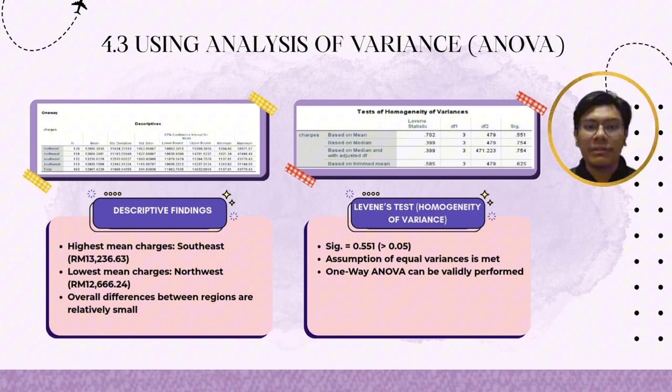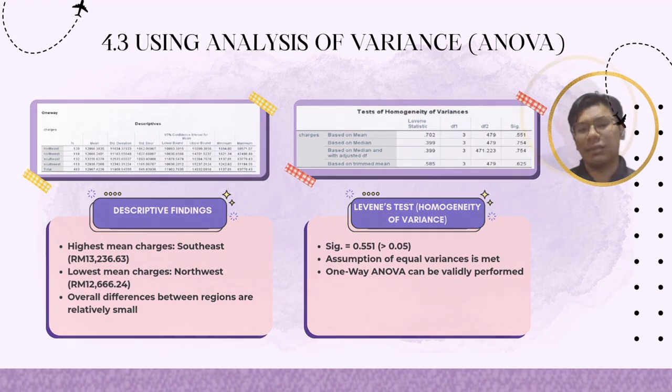Before conducting ANOVA, Levene's test was used to check the homogeneity of variances assumption. The significance value obtained was 0.551, which is greater than 0.05. Therefore, the assumption of equal variances is satisfied, and the ANOVA test can be conducted. In conclusion, there are slight differences in medical charges across the regions, but further ANOVA results are needed to determine whether these differences are statistically significant.